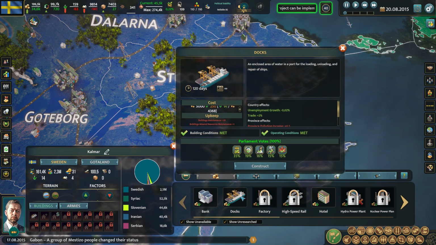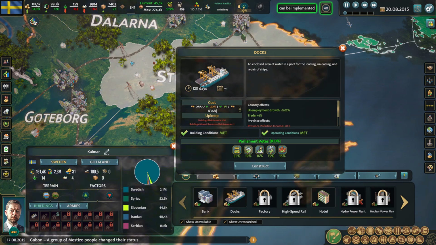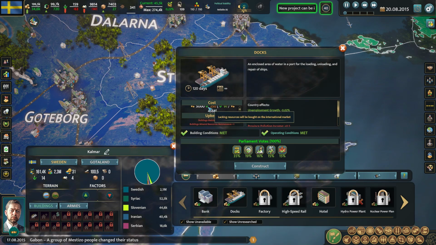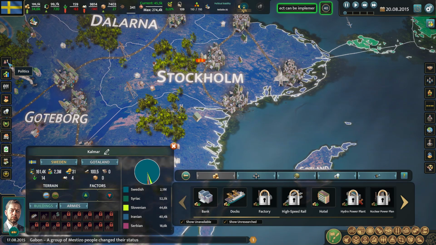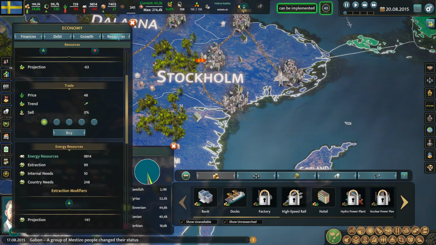So in case you are lacking a resource, as we are here, lacking the mineral resources, it's a good idea, in case you're really needing the building and the structure, to pay for it. It will be paid from cash. In case you do not have cash, it will go to your debt. So let's take more look at the trades.